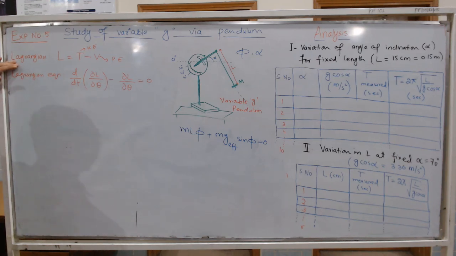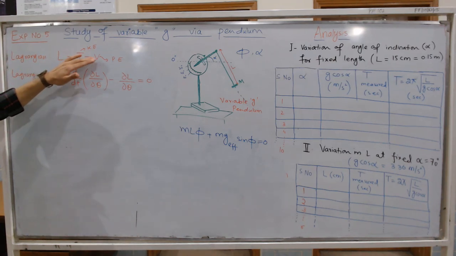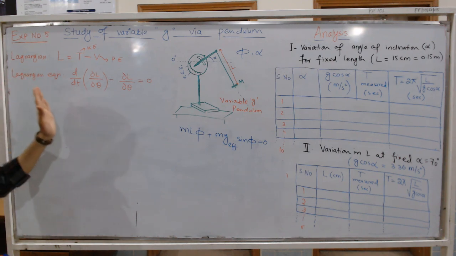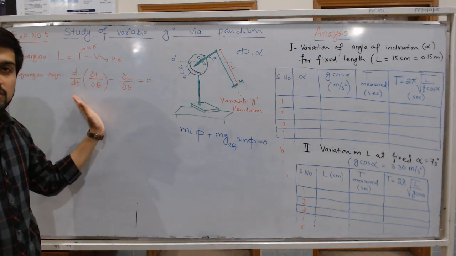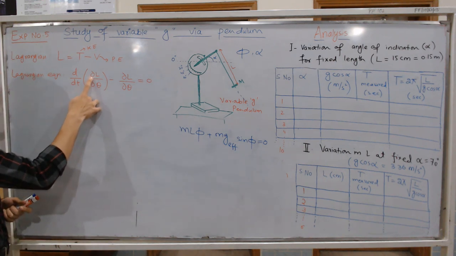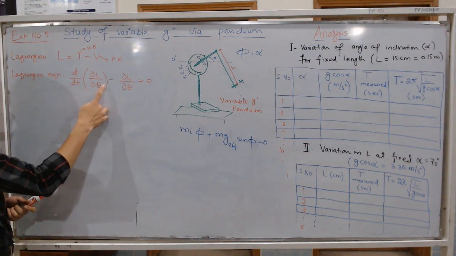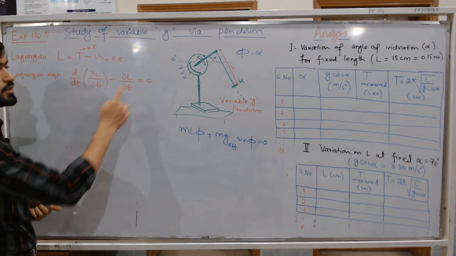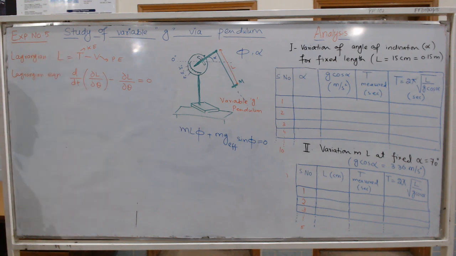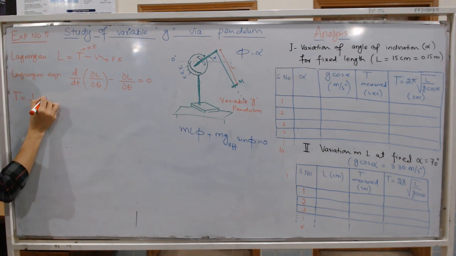So the Lagrangian is equal to the difference between the kinetic and the potential energy. From where we got this Lagrangian equation, I am not going into the details. It is d by dt of partial L over partial theta dot minus partial L over partial theta is equal to 0. So this is the Lagrangian equation, and this is the Lagrangian. T is the kinetic energy, so the kinetic energy is half m v square.